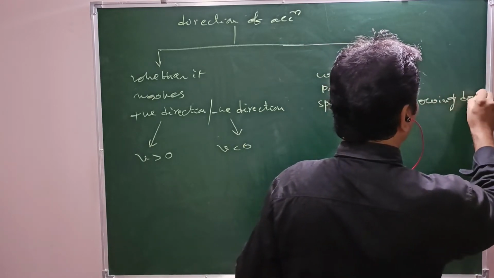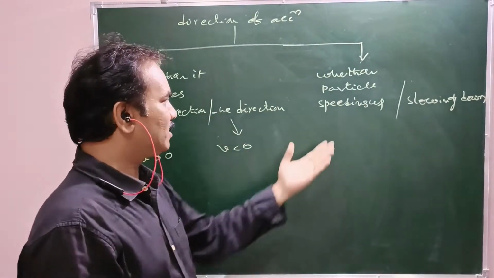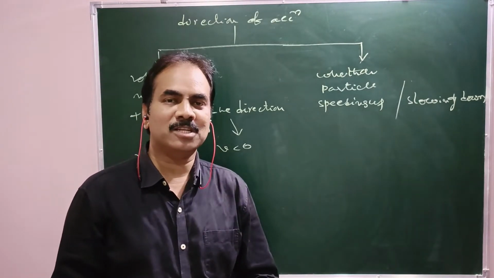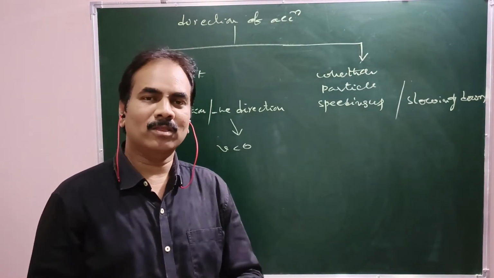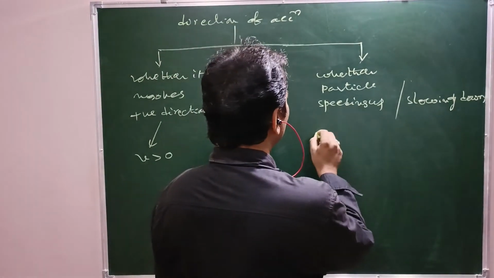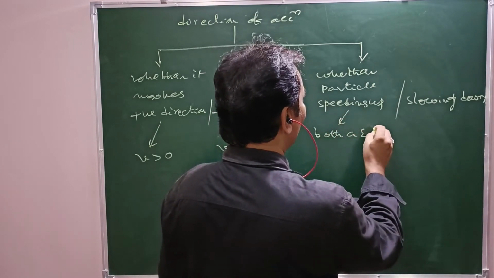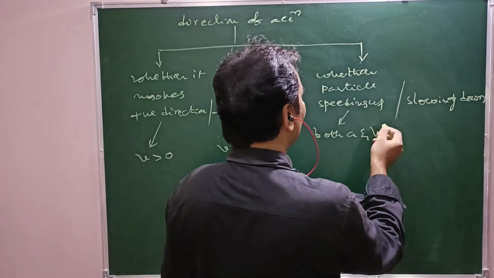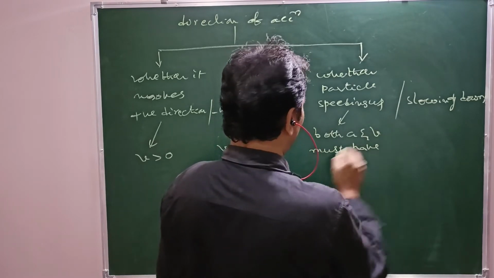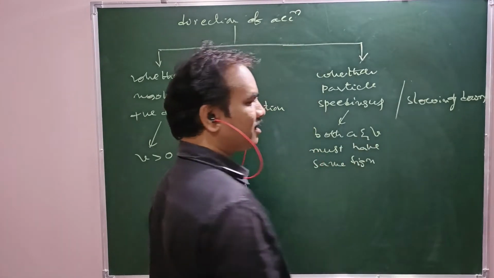Okay, whether a particle is speeding up or slowing down. When do we say that a particle is speeding up? It means both acceleration and velocity must have the same sign. Both are either positive or negative. Both acceleration and velocity must have the same sign.